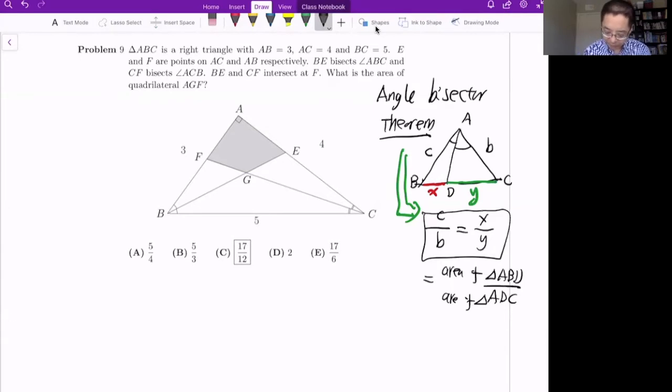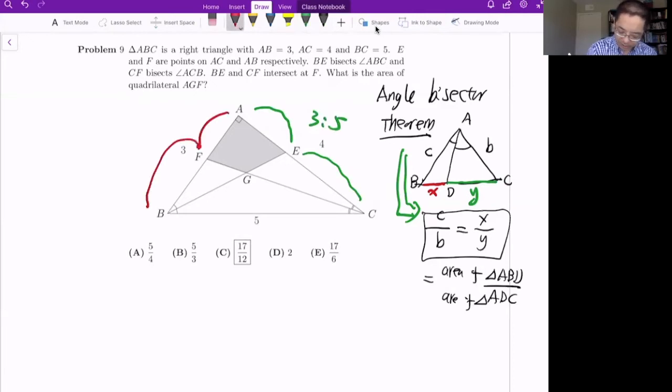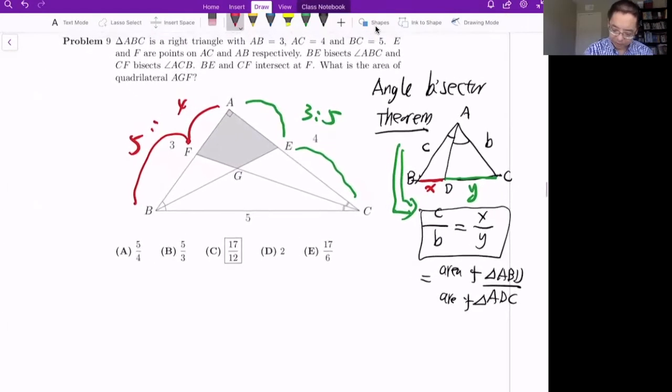Now, after we apply this angle bisector theorem, we get that the ratio of this to this is 3 to 5, and the ratio of this to that is 4 to 5. Once we identify the ratios between AF to FB and AE to EC, what is left becomes quite a standard question in AMC 10, and in recent years it also appears in AMC 8, to figure out the area based on those ratios. We have two ways to solve this problem, given those ratios.